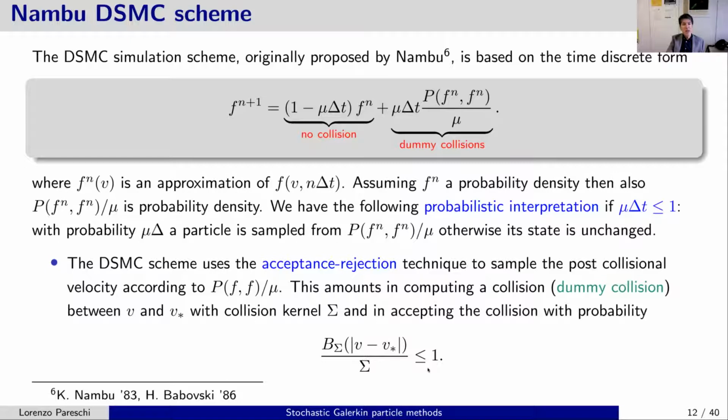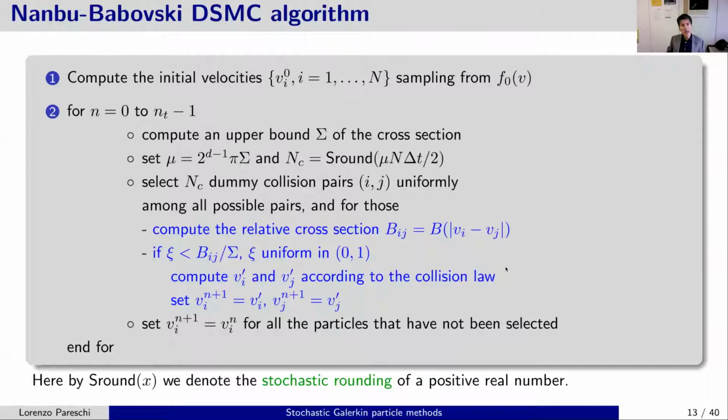Don't be afraid of the algorithmic part, it's just to show in this blue part how this process works. So essentially, you have all your particles, you estimate the number of particles that have to interact, then you pick a random number psi uniformly in 0, 1. And then if psi is smaller than the relative cross section over the upper bound, which is a probability, then the interaction among the particles took place. Namely, we switch the values of the velocity of the two particles.